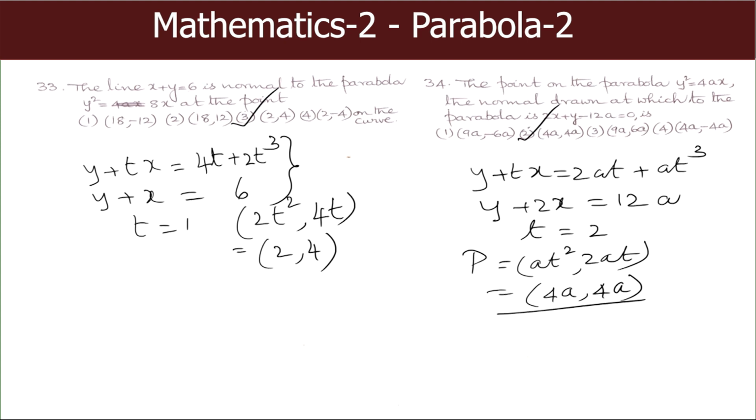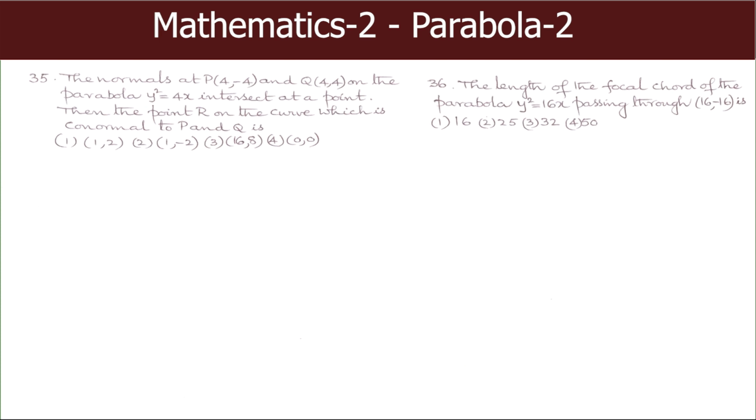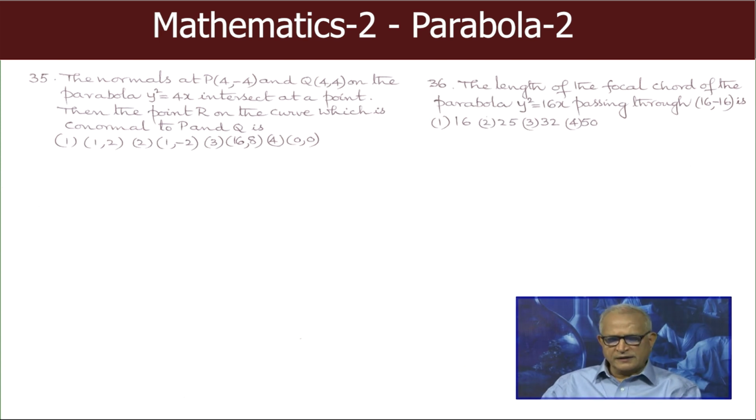So, the second option. Next, the normals at P 4, minus 4 and Q 4, 4 on the parabola y square equal to 4x intersect at a point.